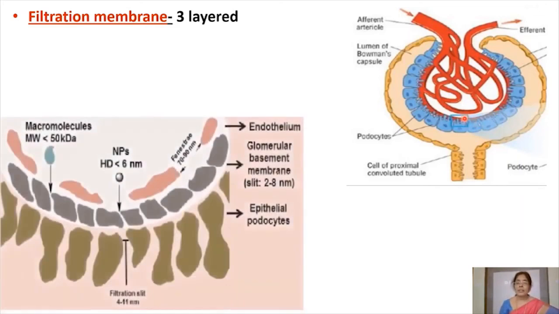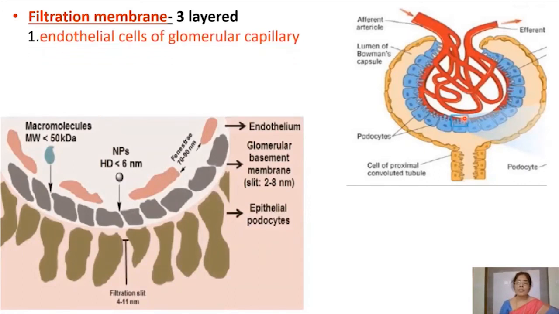What are the three layers through which the blood is filtered? The first layer present immediately next to the blood is the endothelium of blood capillaries.